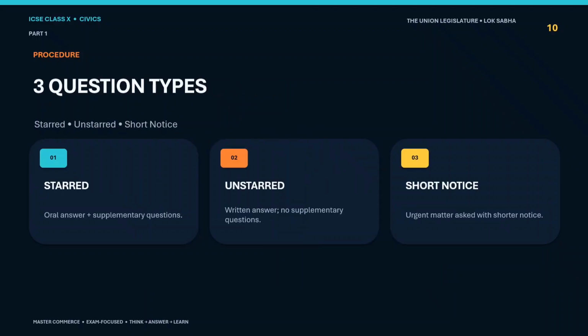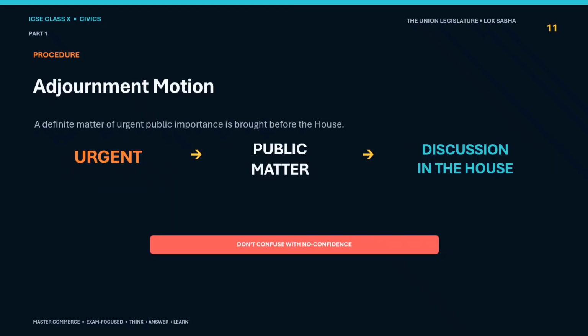Now, what are the various types of questions? Three terms students often mix up. Starred question, which is all about oral answer, and supplementary questions can follow. Unstarred question, all about the written answer without any supplementary questions. And short notice questions, an urgent matter asked with shorter notice. Say it with me. Starred is oral, unstarred is written, and short notice is urgent and shorter time.